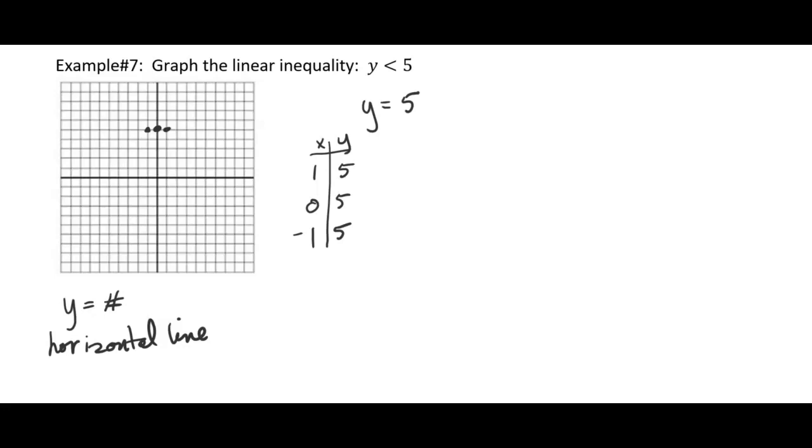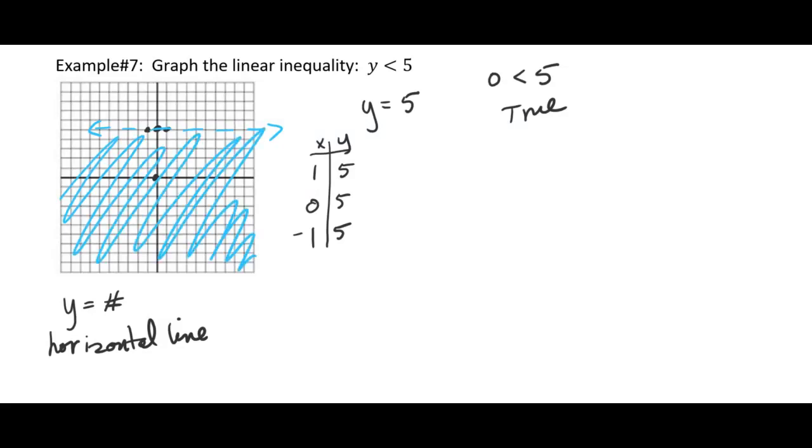Okay, we're still going to have a dotted line, like that. And then I have to decide, is it above the line or below the line? So I go back to y is less than 5. Well, let's say I pick the point 0, 0. So 0 for y, is 0 less than 5? Yeah, that's true. So it's going to be everything below the line. And that's how you graph those.